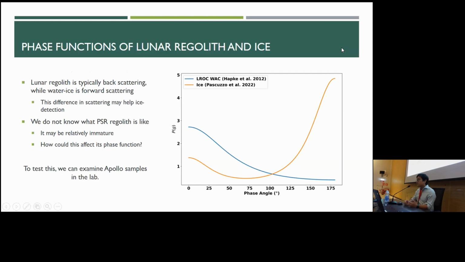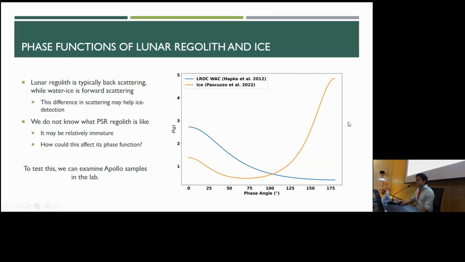I'm going to be focusing a lot on phase functions of lunar regolith and ice. We learned a little bit about phase angle a few presentations ago. The phase function describes, in Hapke's model, how the light is scattered across the entire range of possible phase angles. Water ice as a material is known to be very forward scattering, while most measurements of lunar regolith, such as this one from the LROC WAC camera, have been found to be very backscattering.